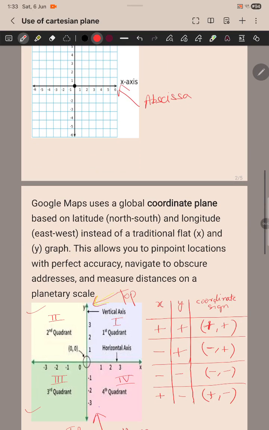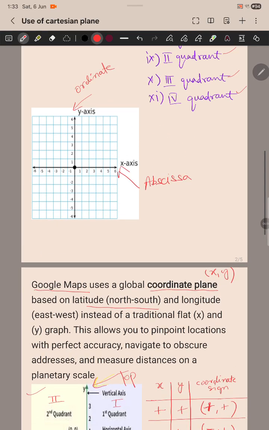So what is the use of the Cartesian system in your day-to-day life? See here, Google Maps uses a global coordinate plane, the XY plane. It uses the XY plane based on latitude, north-south direction. As we can see, it is north, it is south, which is called the y-axis, north-south direction. It is also called latitude in geography, and longitude is to the west. What is it called? It is called longitude.